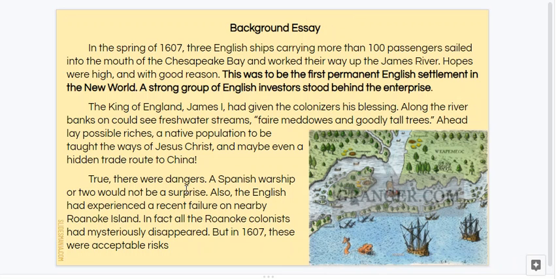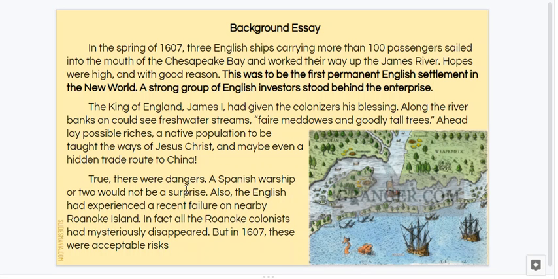Okay, so let's take a look at some background. In the spring of 1607, three English ships carrying more than 100 passengers sailed into the mouth of the Chesapeake Bay and worked their way up the James River. Hopes were high, and with good reason. This was to be the first permanent English settlement in the New World. A strong group of English investors stood behind the enterprise. The King of England, James I, had given the colonizers his blessing.